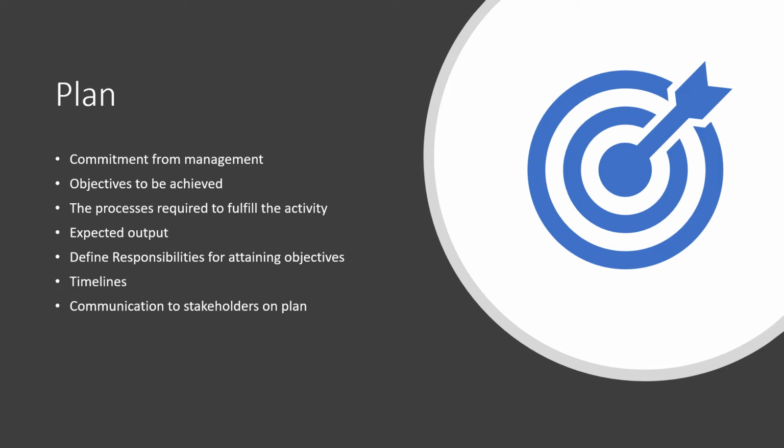So what does the plan have? For any planning activity, we need to get a commitment from the management. All the budgeting, all the means like resource allocations and hardware, whatever you need, has to be allocated through management. So you have to get the commitment from the management. The second thing is objectives to be fulfilled. We need to discuss what the objectives are, what is the ultimate goal of this particular product or project, and the processes required to fulfill the activity.